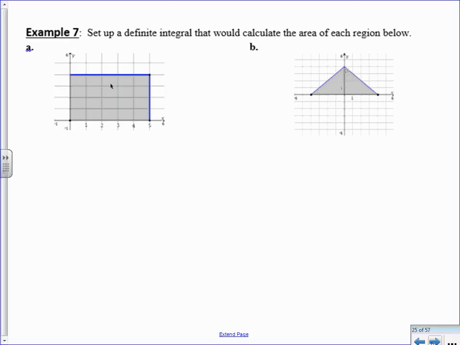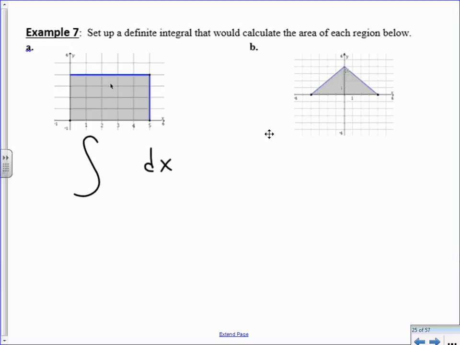Okay, so set up some definite integrals that would calculate the area of each region below. Once again, you probably want to sketch these pictures in your notes so that your notes actually make some sense. So this first one, we're going to set up an integral that would calculate that area. So integral, I'll always just go ahead and do it dx since we see that our variable's x here.